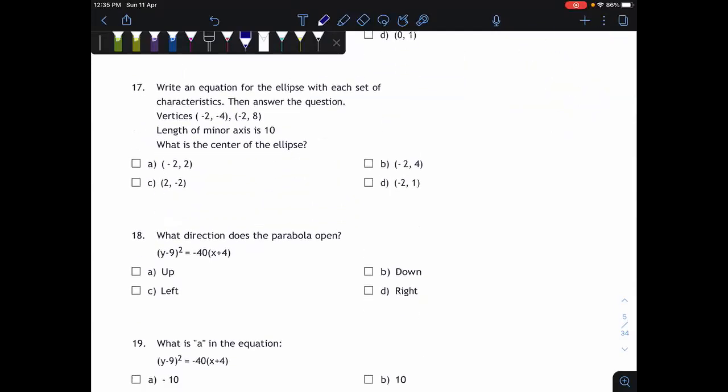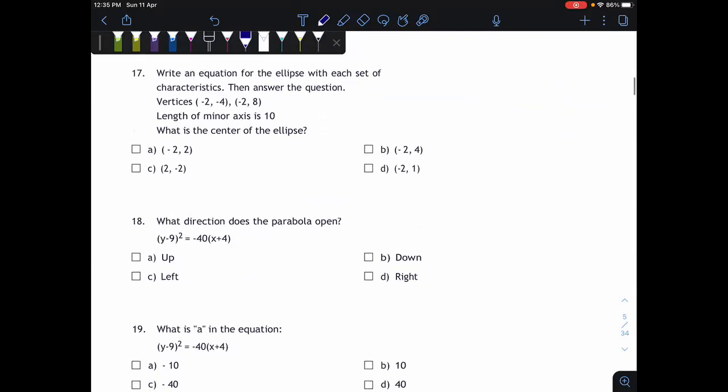Next question, write an equation for the ellipse with each set of characteristics. So then answer the question. Yes, this is a very important question. We have, guys, some characteristics of the ellipse. Vertices at -2 and -4 and -2 and 8.